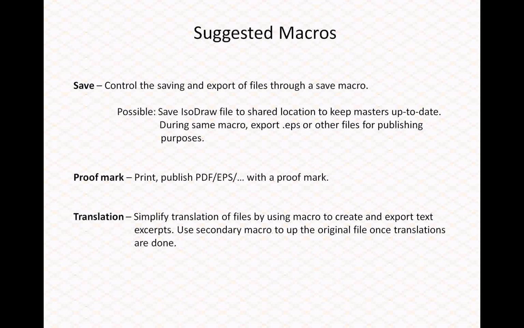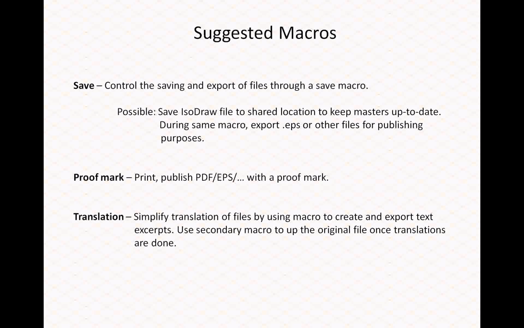The other things, we do a couple of publications. The one that I showed with the interactive online is completely IsoDraw. And we do some labeling that's also through IsoDraw. Because of that, our management wanted to have proof marks on the publication. So we created a macro that puts a proof mark on those publications so that they can be seen by people external to our department.